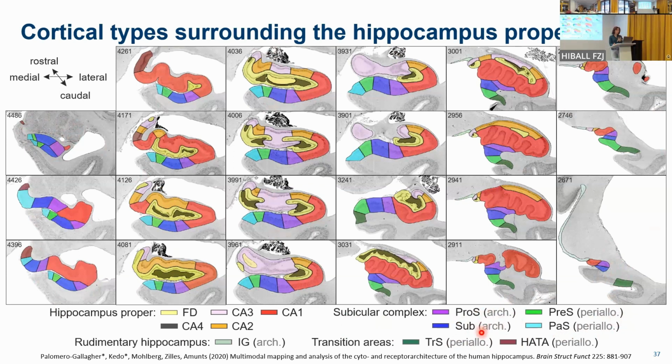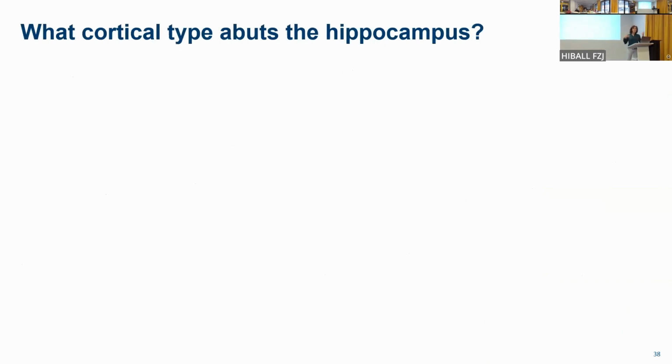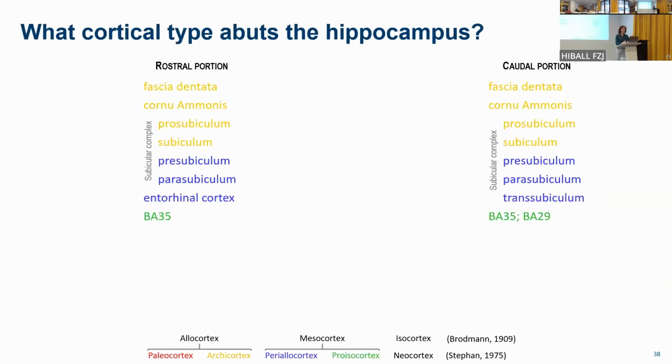So only prosubiculum and subiculum belong to the archicortex, whereas the presubiculum, the parasubiculum, and the transubiculum belong to the periallocortex. Okay. Now, I probably lost some of you because there were too many names and too many colors. So let me get back to my original question, which is what cortical type is directly adjacent to the hippocampus? And there is no easy answer to this because it depends on what part of the hippocampus you're looking at.